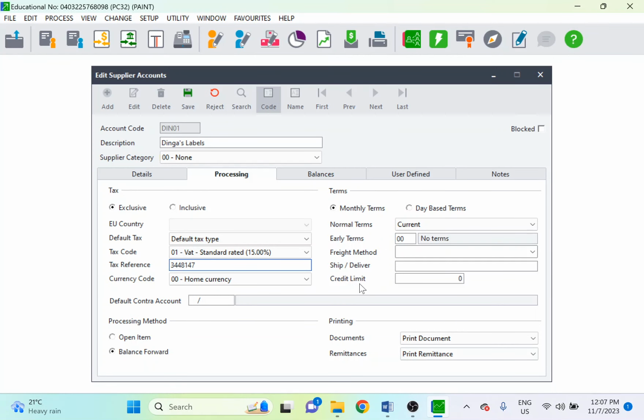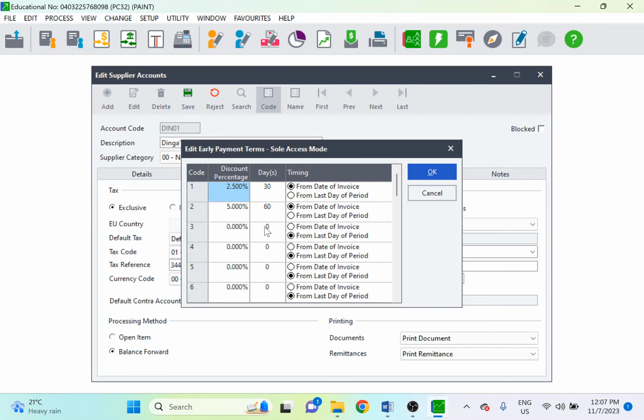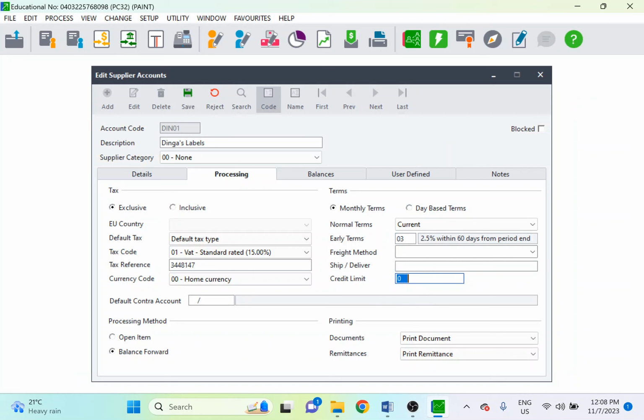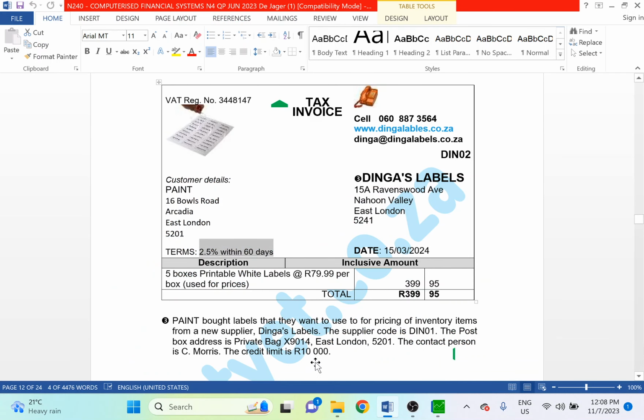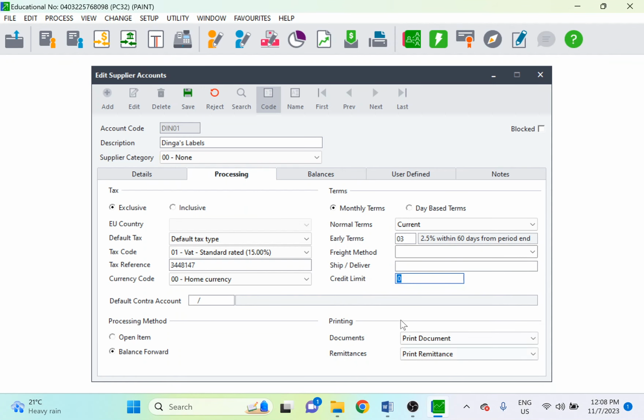So our early terms, you click under early terms, search, and then you select, oh, we don't have 2.5% within 60 days, then we click modify. We record it as term number 3, 2.5 within 60 days. Click OK, select the term, enter, then credit limit is given. Credit limit is given as 10,000.